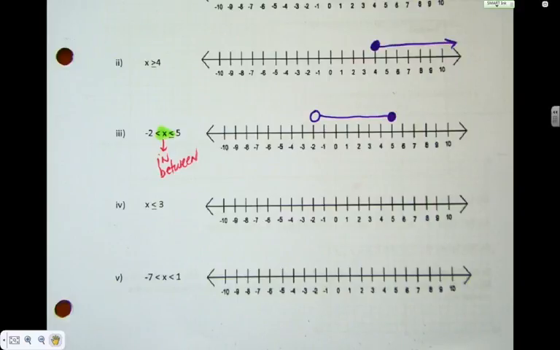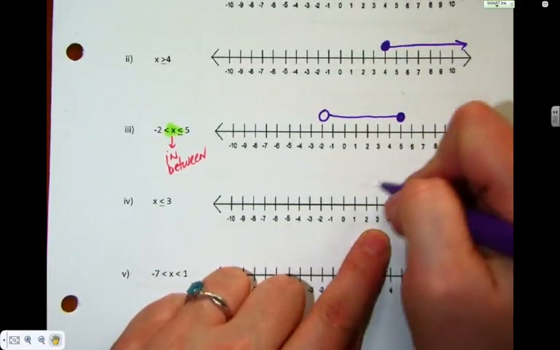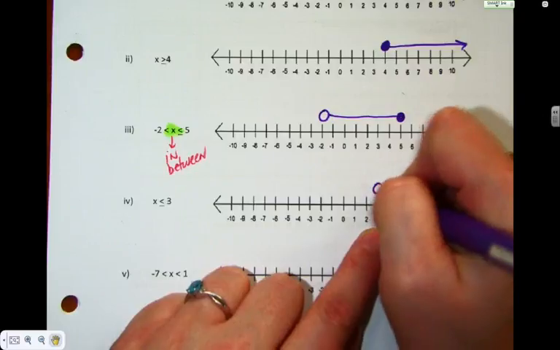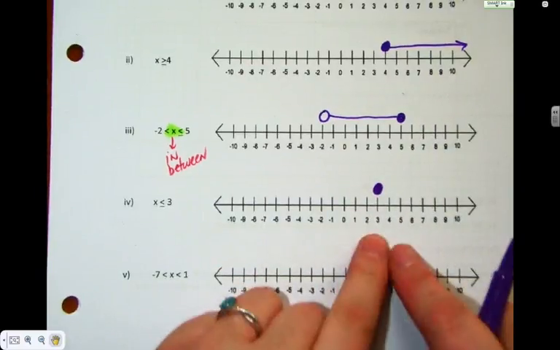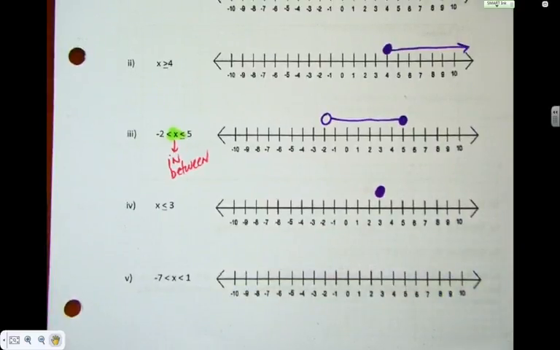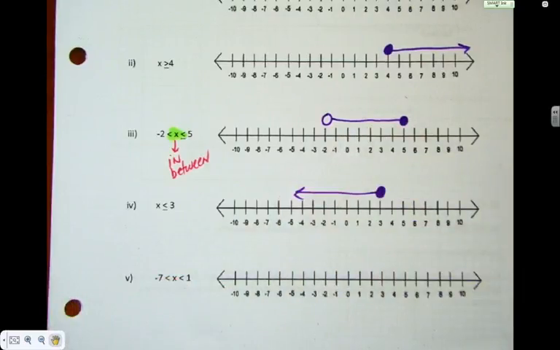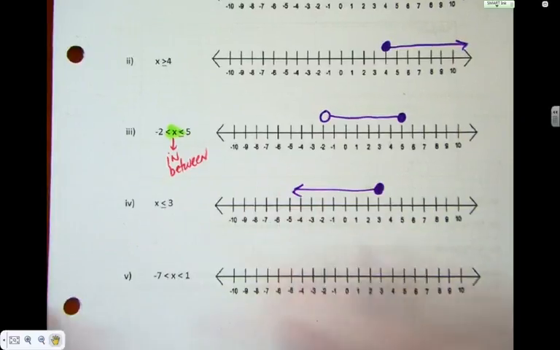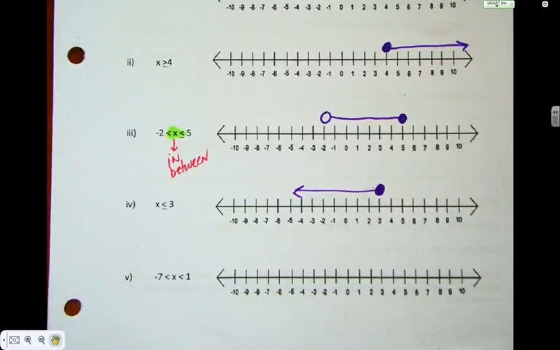I'm going to go to 3, open dot or closed dot? I'm going to the 3 on the number line, not question number 3. Arrow to the left or arrow to the right? Who had the same picture? You can make it as long as you want, or short. We wouldn't put the arrow here, but there's no real rule how far it goes.